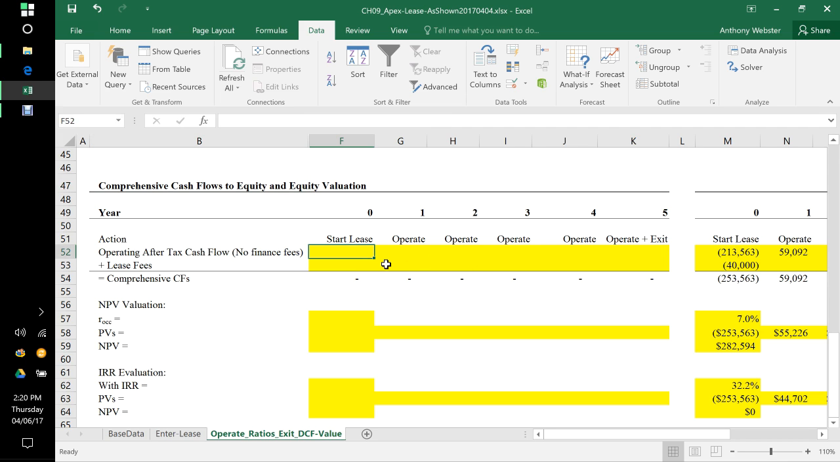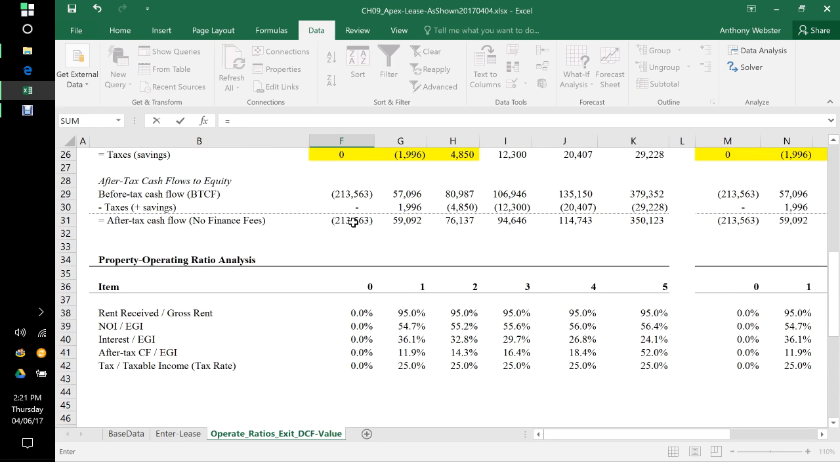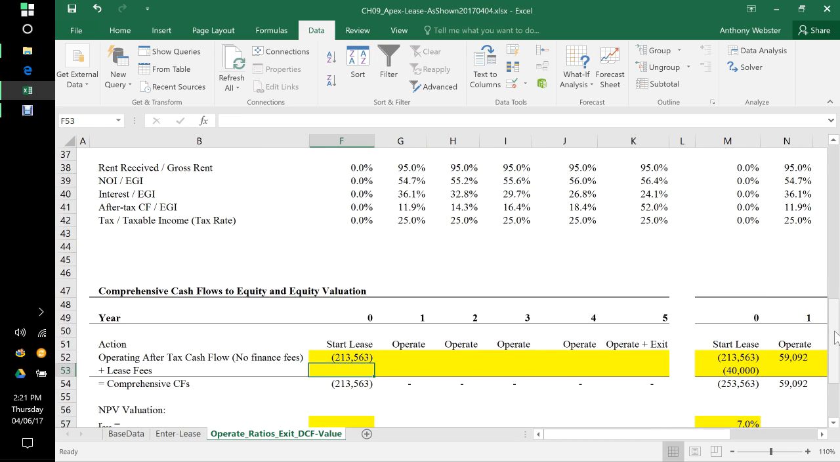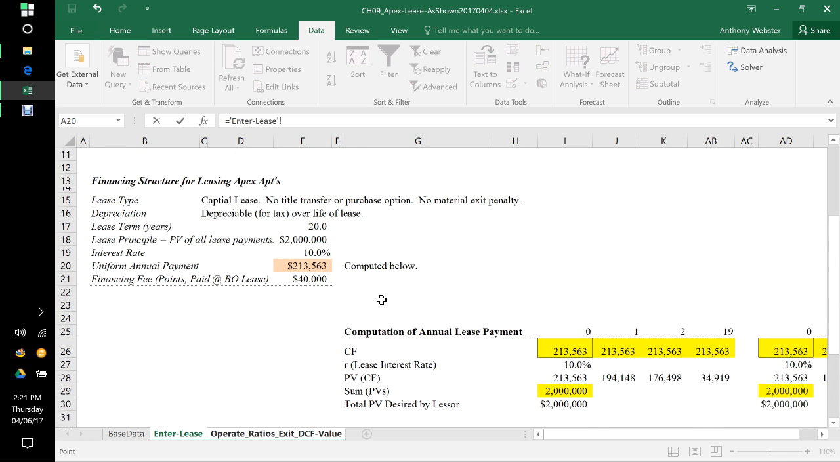So with that in mind, let's get all our comprehensive cash flows for the sponsor. So the operating after-tax cash flow we just computed, that's going to be here, and notice how we have a big negative after-tax cash flow from operations in the first year. And now we also have lease fees. Those are part of the lease deal, so they're going to be on the enter lease page, and that is 40,000. So I'm just going to make that a negative number.